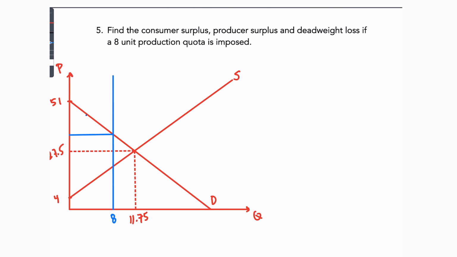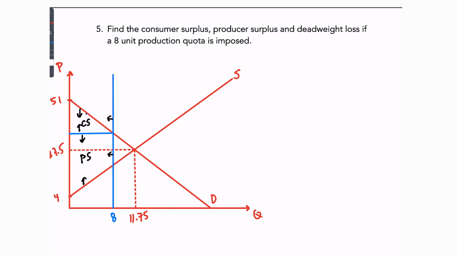So now following the principles, or the trick, below demand, above price, left of quantity, we know that this triangle up here is consumer surplus. Below price, above supply, left of quantity, we know that this trapezoid is the producer surplus. And this triangle here is deadweight loss. So this actually looks very similar to a price floor. In fact, it has the same effect. So the first thing we'll do is take our quantity of 8, plug it into the demand equation to find that new price.